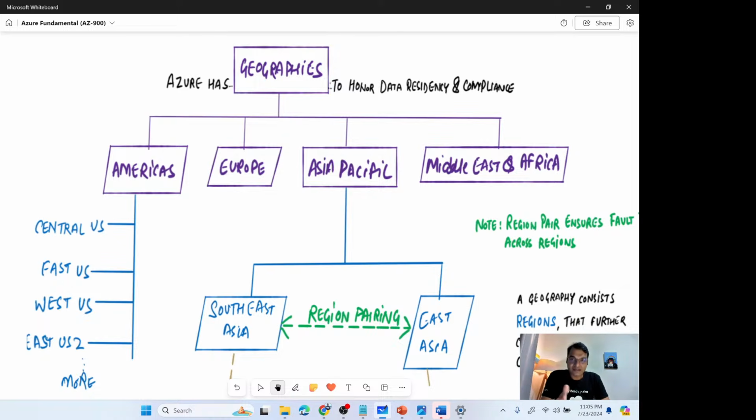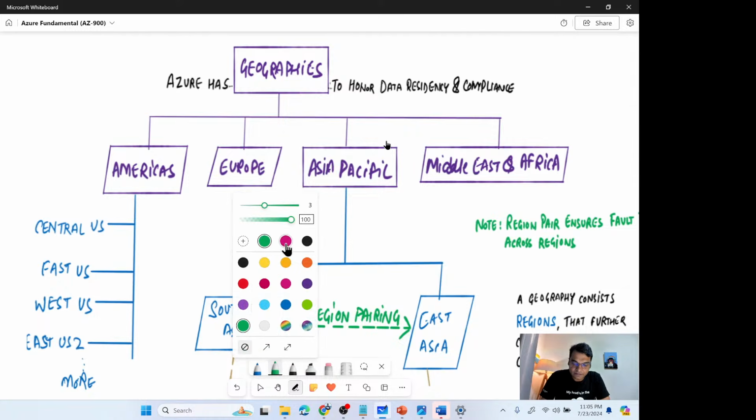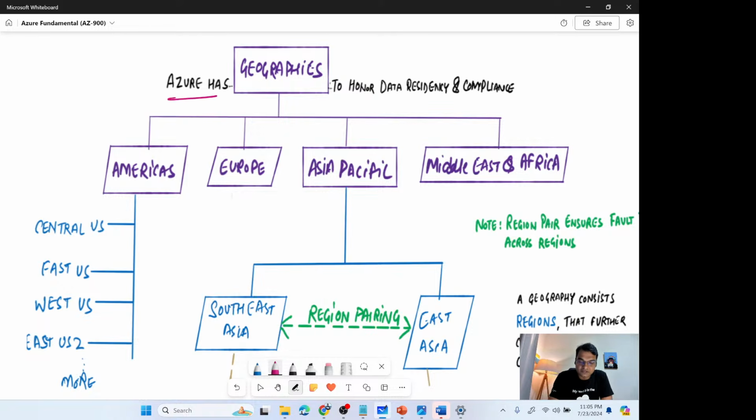You go to banking industry, you go to defense or government sector, the requirements would become even more stringent. To respect that, what Azure has done is that looking at it globally, right from the top, there is this notion of geographies at the top. So the entire Azure infrastructure is basically divided into what is called geographies first. Okay. So Azure has geographies to honor data residency and compliance requirement. Exactly what I spoke about just now.